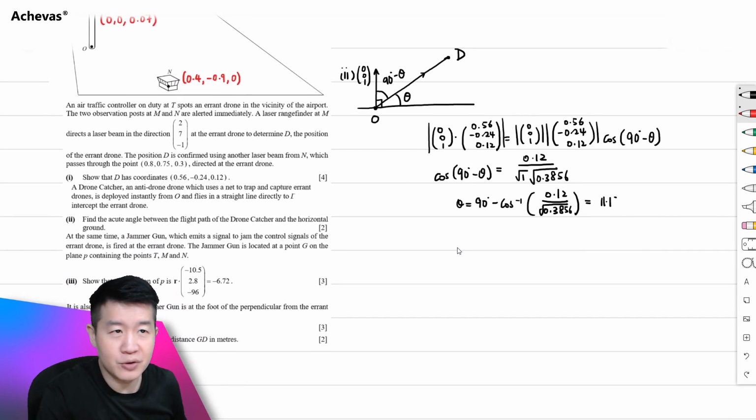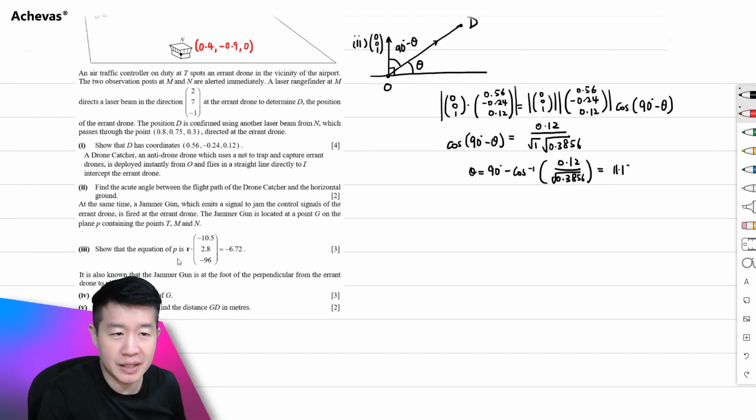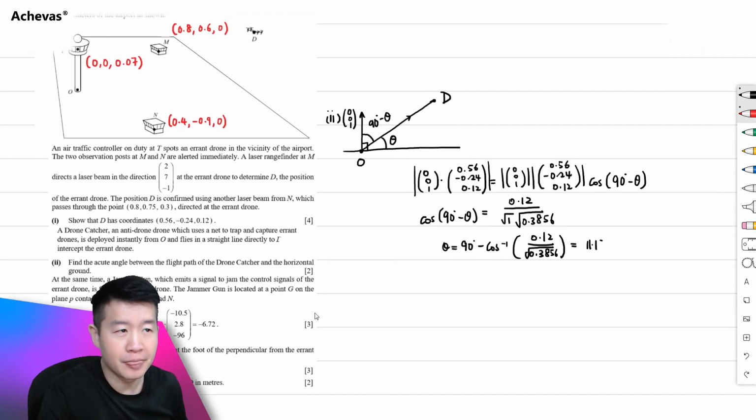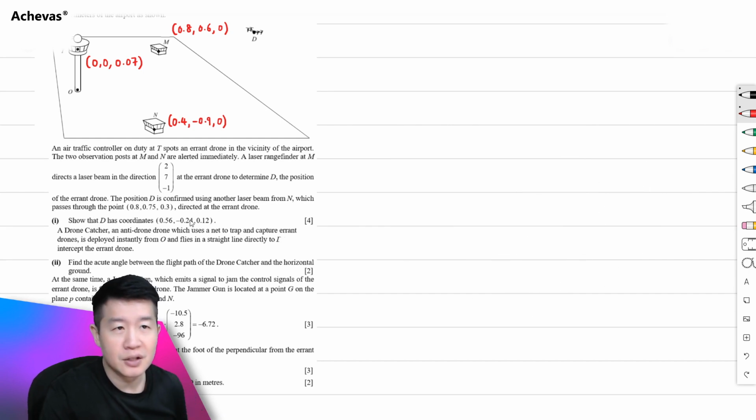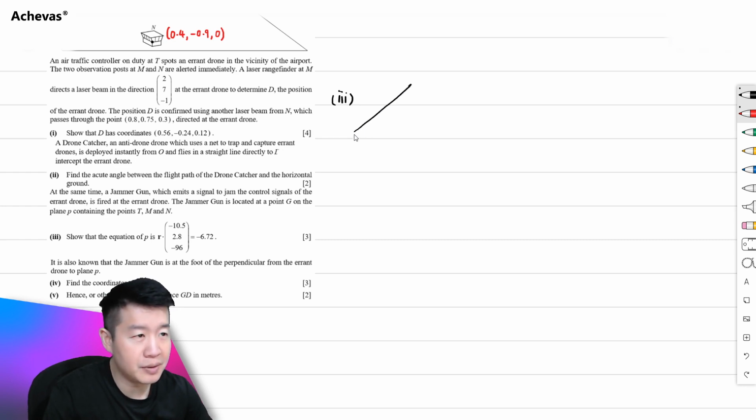Part 3. Part 3 is also very, very simple. Part 3, we are supposed to find the equation of the plane P. And plane P contains T, M, and N, these 3 points here. So for these 3 points, let me do a quick sketch, okay? For part 3, we are looking at the plane, or you can just see it as any plane, that contains 3 points. The points will be point T, point M, and the point N.